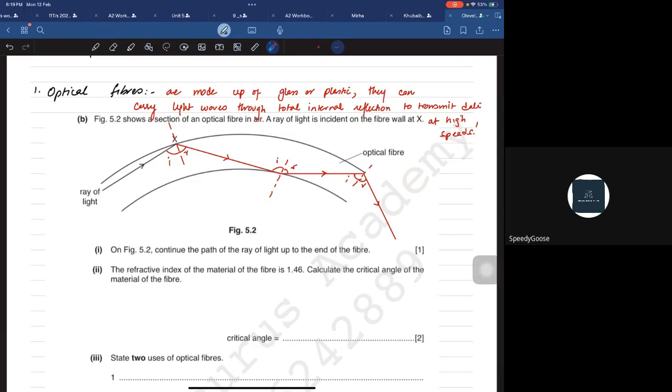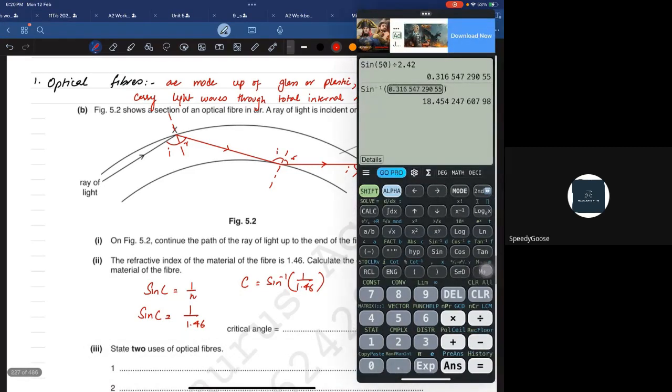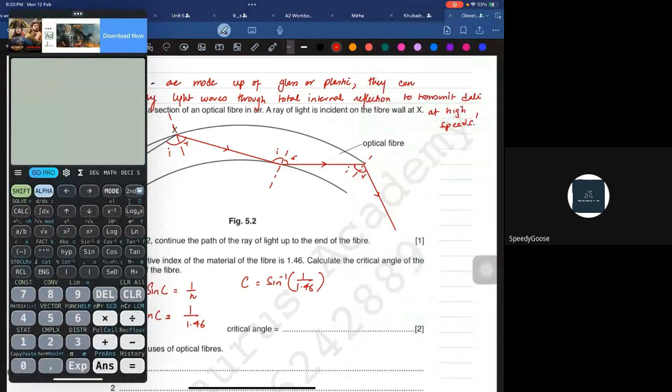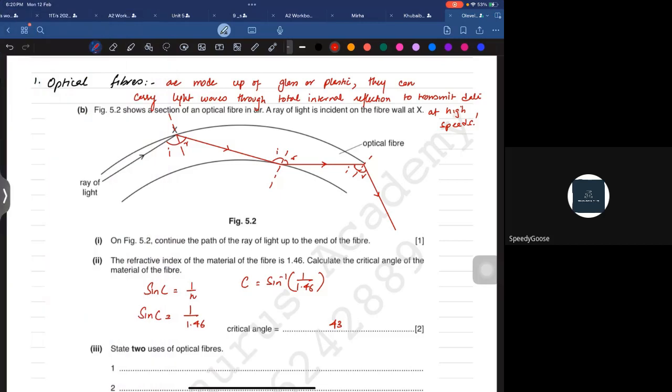Okay, so now that you guys have learned that sin C equals 1 upon n, we're going to find C. We just need to divide 1 by 1.46. So C is sine inverse of 1 upon 1.46. Let's check it out. Use shift sine, inverse, 1 divided by 1.46. And that's going to be exactly 43. Very good, kids. Excellent job. You can write 43 or 43.2. That's fine. Very nice, kids.